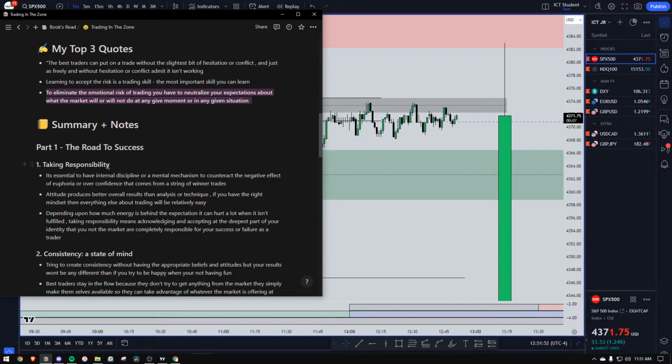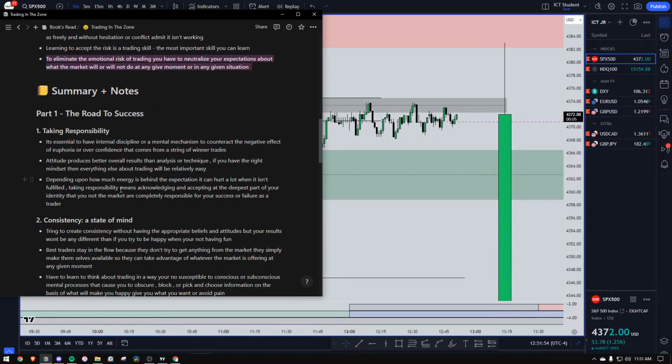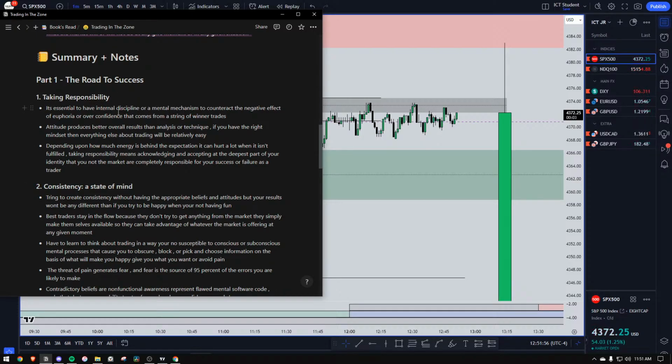Part one, taking responsibility. This is very important. It's essential to have internal discipline and mental mechanisms to counteract the negative effects of euphoria or overconfidence that come from a string of winning trades. I guess you could say that. Attitude produces better overall results than analysis or technique. If you have the right mindset, then everything else about trading will be relatively easy. Very, very important in my opinion.